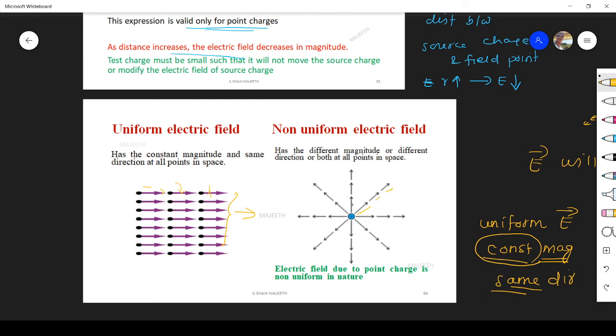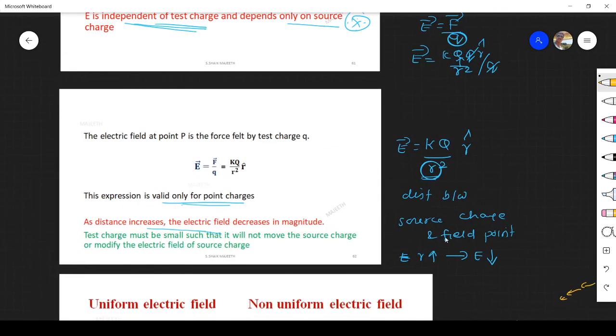Okay. So here you see, for a point charge, the electric field will be like this. So it is non-uniform in nature. Very important point. Why is the magnitude going like this? That's what we have told: when distance increases, the magnitude of the electric field will decrease. This is the electric field due to point charge equation, because we have taken only a source charge and a test charge. The test charge is a point charge. This is the equation for E due to a point charge.